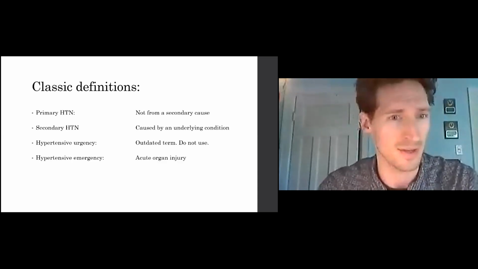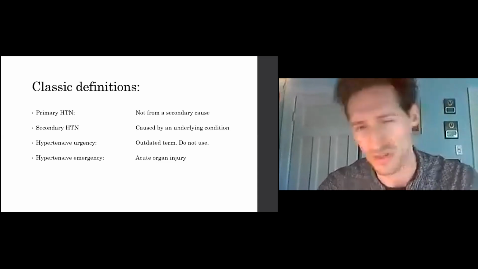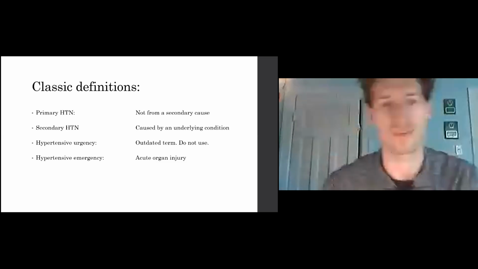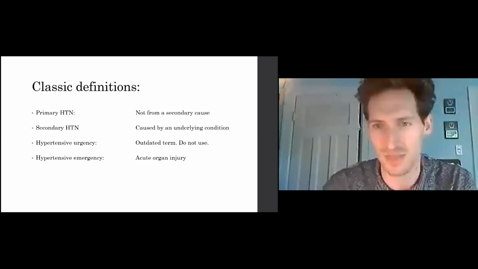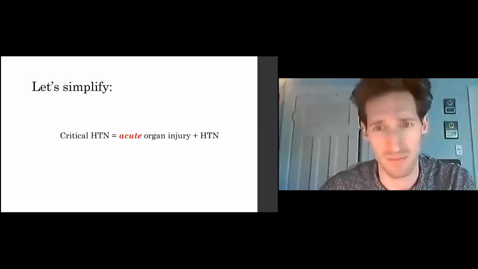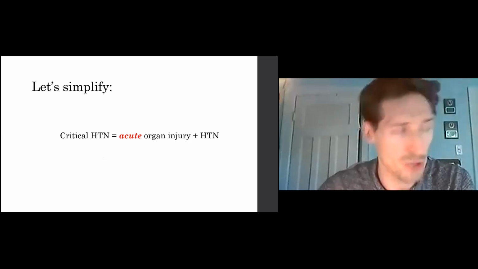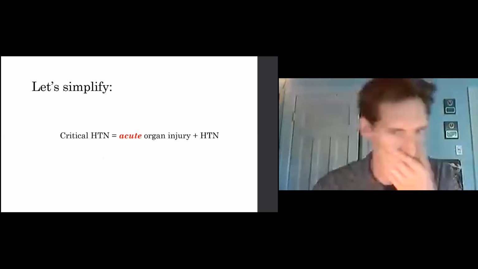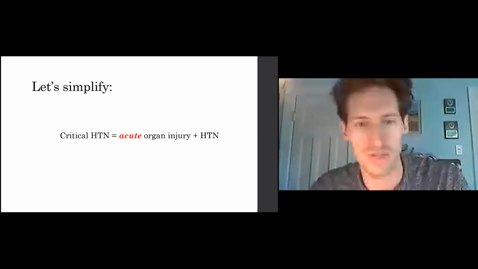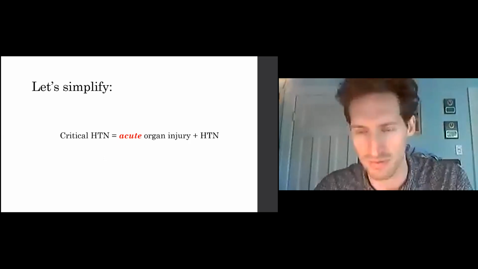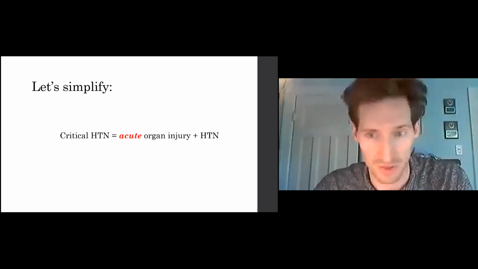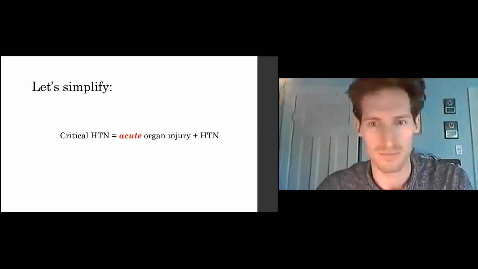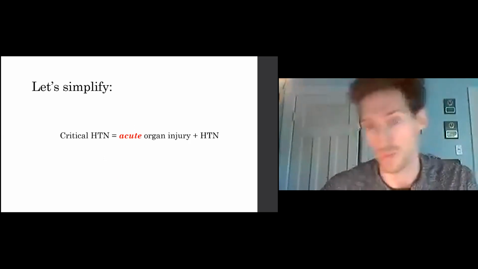And then hypertensive emergency, which is kind of the same thing as what I would describe as critical hypertension. It's basically when you have, in a simplified way, an acute organ injury. I don't care if the patient has CKD, right, from his hypertension from years of high blood pressure. It has to be an acute organ injury and associated with hypertension. It doesn't matter if the hypertension caused it, like hypertensive encephalopathy, flash pulmonary edema, or hypertension is a result of an initial process like a stroke.